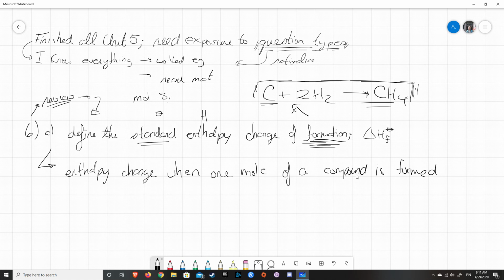Any element in its standard state is 0, so it needs to be in its standard state. We know hydrogen exists as a gas, and it's found naturally as hydrogen gas, and carbon exists as a solid, and that's how it's found in nature. So that's what we meant by their standard state. So it's formed from its elements in their standard states, and under standard conditions.